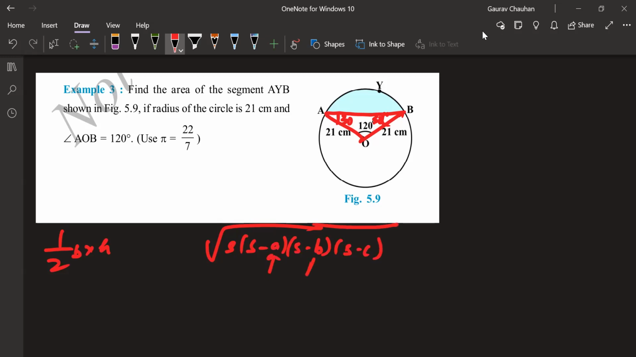Do we have a, b, c? We have a and b, we don't have c, right? We have two sides of this triangle, we don't have the third side, correct? So we can't really use this. Base into height, we don't really have that. So definitely we need to find something more.